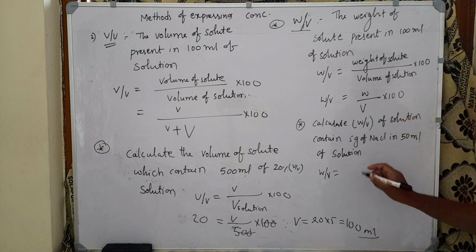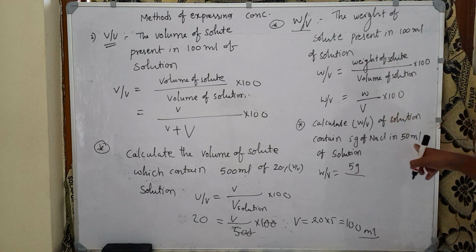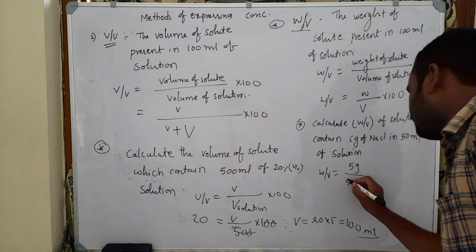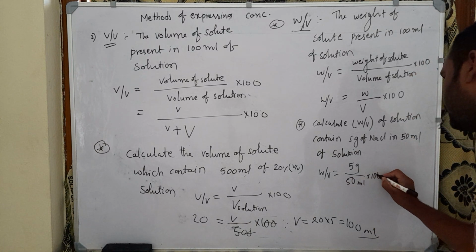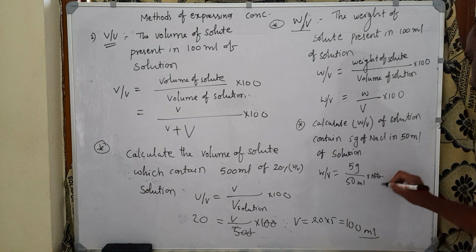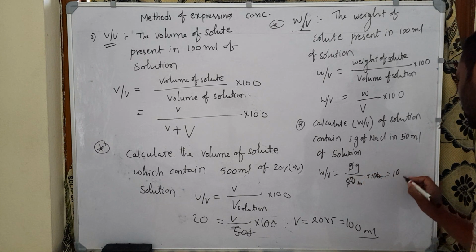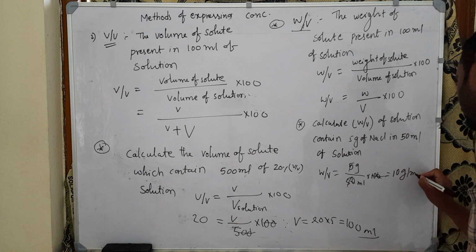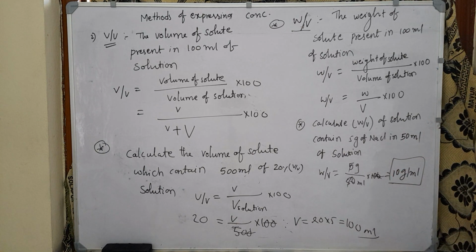So what is the weight volume percentage formula? Weight of solute by volume of solution. What is the weight of solute? They gave 5 grams. What is the volume of solution? 50 ml, into 100. So here we will get 10 grams per ml. This is the weight volume percentage.